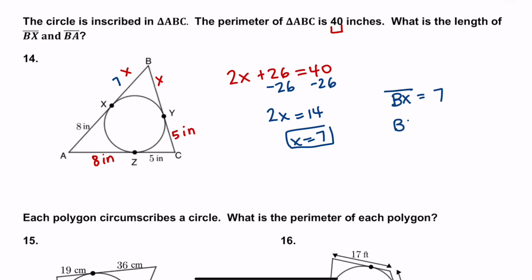Now we also need to find what BA is. BA is the length from B to A. If BX is 7 and XA is 8, we just add those together. That's going to equal 15. And both of these are inches long.